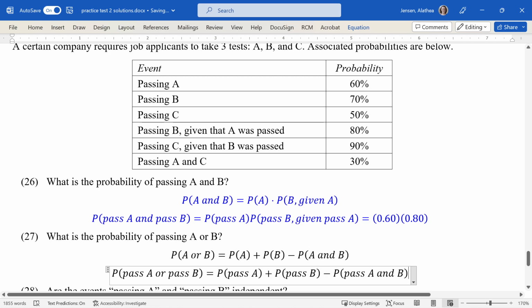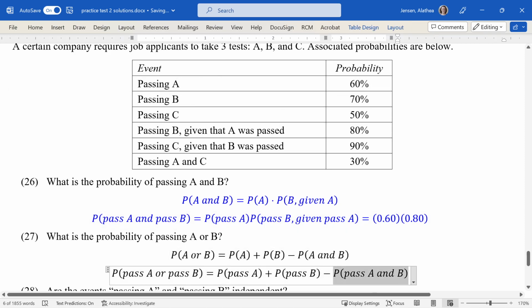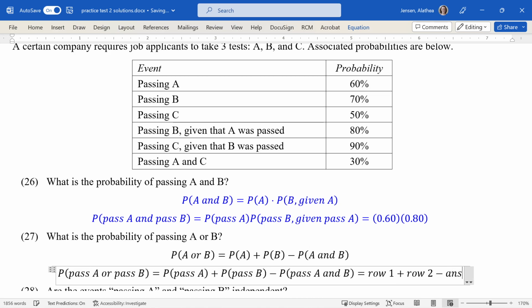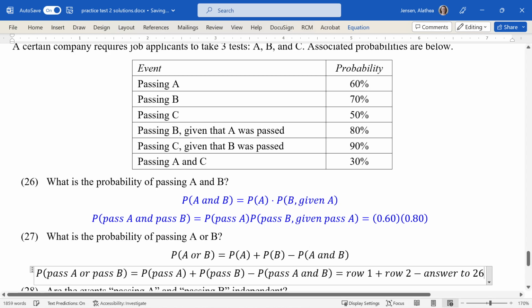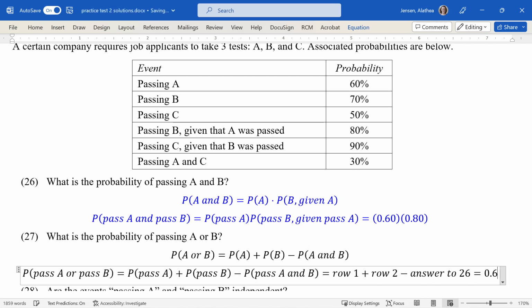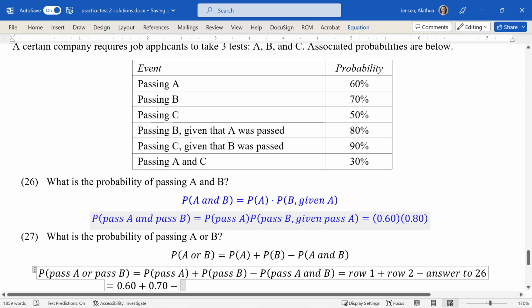Okay, so we have all of this information because the first 2 things are given in the first 2 rows of the table, and then the last one is the answer to number 26. So this is just row 1 plus row 2 minus the answer to 26. All right, so let's get those numbers. 26 is going to be in decimal form, so I need to put all these in decimal form. So it's going to be 0.60 plus 0.70 minus, and then I'll just paste the answer to 26.